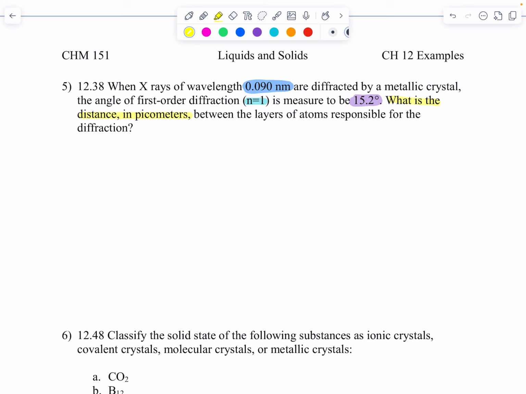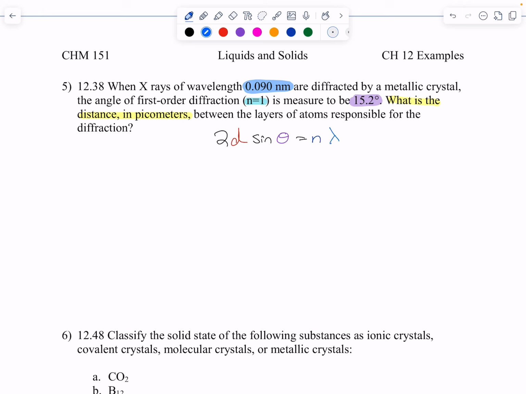All right, so this looks like we have the Bragg equation. What is the Bragg equation? That would be 2, in this case d, because we're looking for d, times the sine of the angle theta, is equal to n times the wavelength.